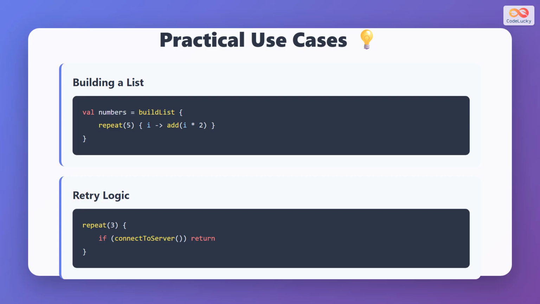Let's explore some real-world scenarios where repeat shines. The first example shows building a list using repeat inside the buildList function. We call repeat 5 times, and in each iteration, we add the index multiplied by 2 to our list. This creates a list containing 0, 2, 4, 6, and 8. This pattern is elegant for generating collections with calculated values. The second example demonstrates retry logic, a common pattern in network programming or resource access. We use repeat with 3 iterations, and inside each iteration, we attempt to connect to a server. If the connection succeeds, we immediately return from the function. This gives us up to 3 attempts without writing complex loop logic. These examples show how repeat can simplify common programming patterns.